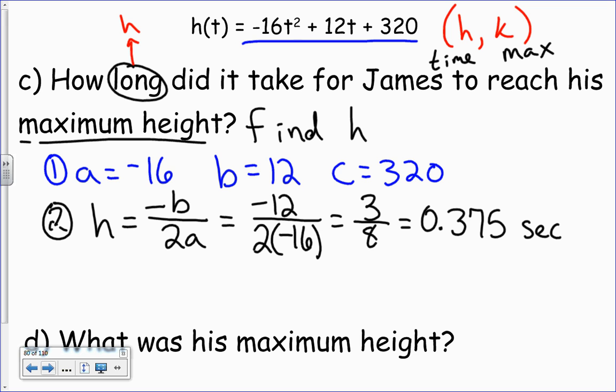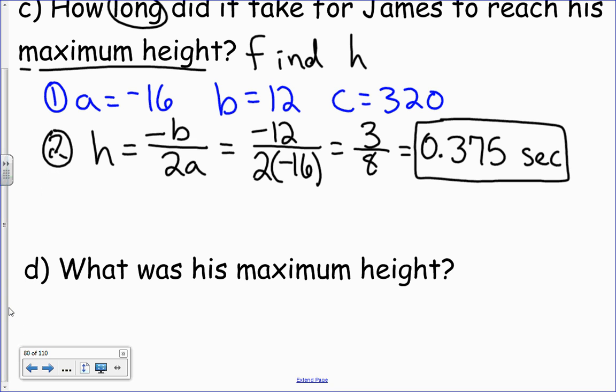Okay? Now, thing to note here, make sure that your time is a positive number. You would not have negative time anywhere. So make sure when you punch that in, you get a positive time. But that's all you'd have to find, because the h value is the time it takes to reach the maximum height. Now, part D says, what was his maximum height?